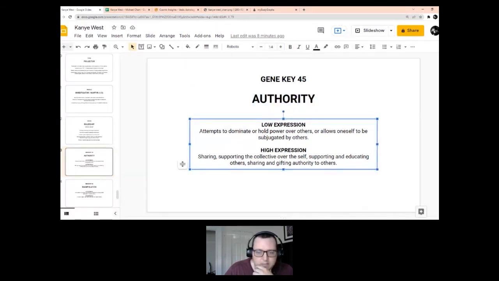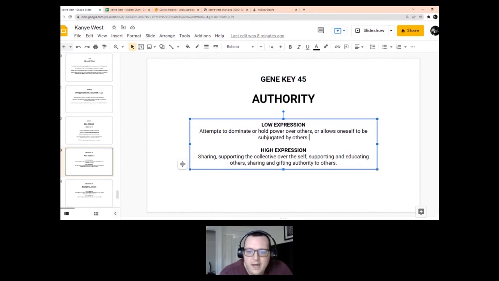So it has a low expression and a high expression. The low expression is that he attempts to dominate or hold power over others, or allows oneself to be subjugated by others. So it's one or the other. It's either I'm dominating you or I'm letting you dominate me. So I feel like if he's expressing on the lower, he's probably dominating others. That seems to be more of the theme. I don't think he's allowing other people to subjugate him.